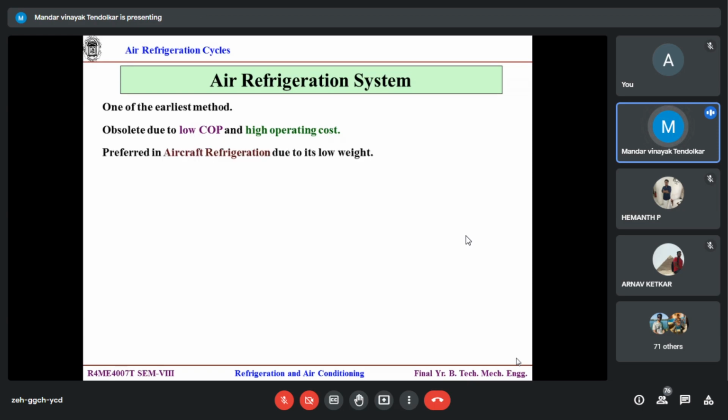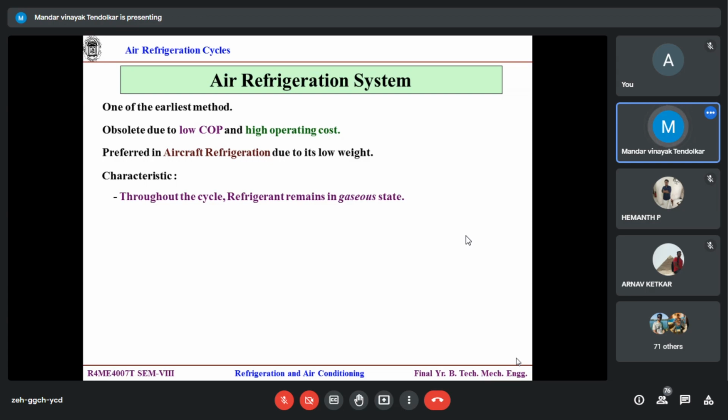So nowadays it is restricted only to aircraft refrigeration purposes. Why? Because it does not use any chemical refrigerant. The mass of the air is always lesser than any chemical refrigerant, so the working substance mass inside the refrigeration system is lower. And it is freely and abundantly available, not restricted. That is why it is now only restricted to aircraft applications, nowhere else in ground applications.